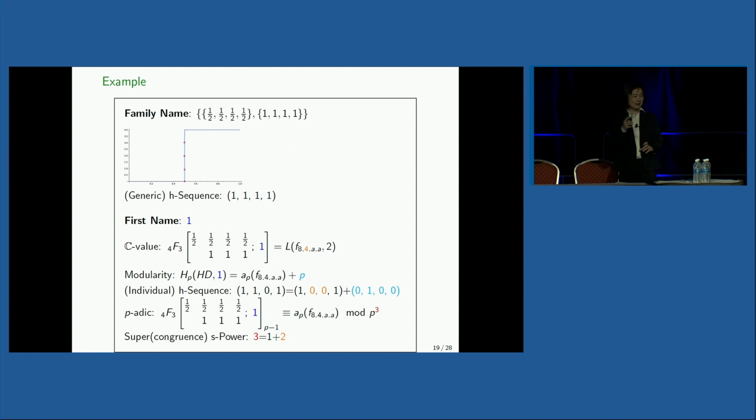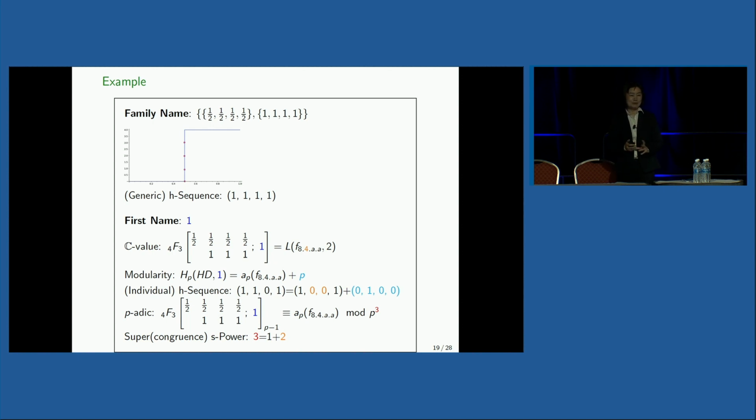So let me show you this example. I put together an ID for an oak tree. The family name of the oak tree is 1/2, 1/2, 1/2, 1, 1, 1. If you compute the corresponding hypergeometric motive, you will get the generic Hodge sequence, which is 1, 1, 1, 1. And the first name of the tree I chose is 1.